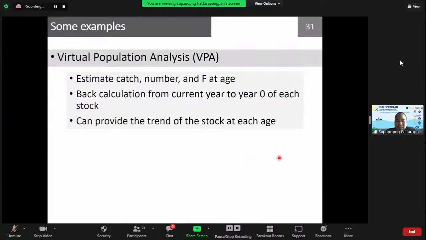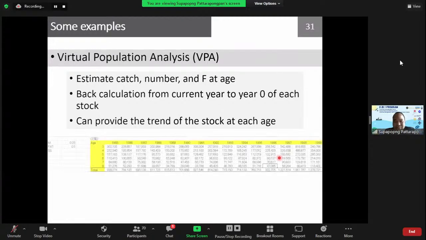Another case study is from the biological model. In this case I use virtual population analysis, which estimates the catch, the number of fish in the sea, the biomass, and fishing mortality at each particular age. The calculation is a kind of back calculation. We calculate from the current year situation and trace back to the beginning of the time when this fish just recruited into the fishing crop. So it can provide the trend of the stock at each particular age.